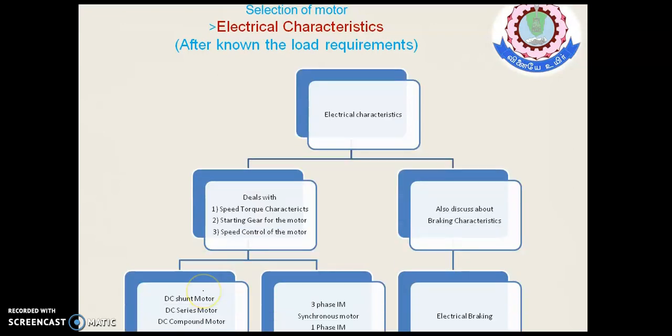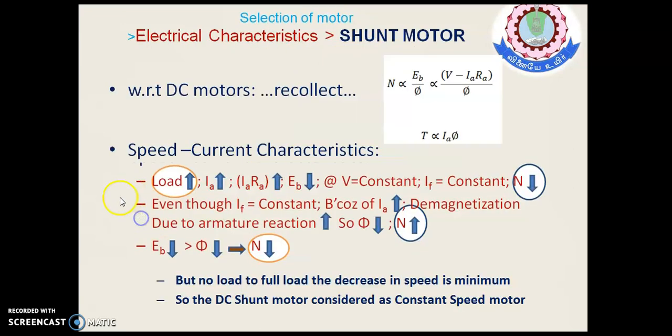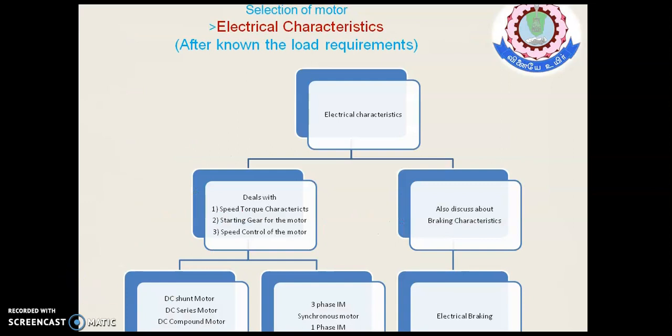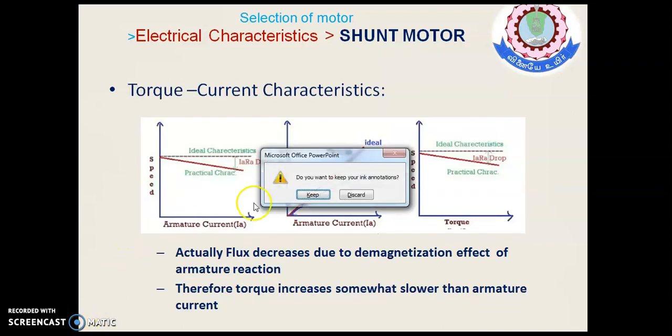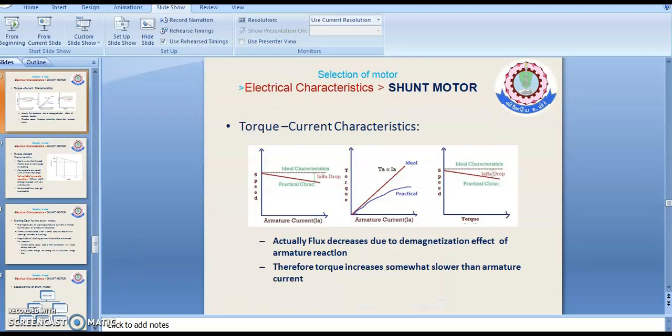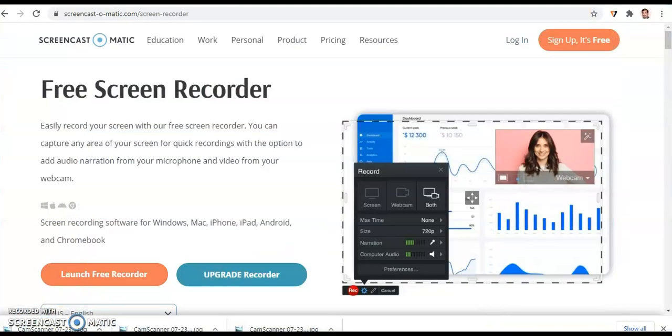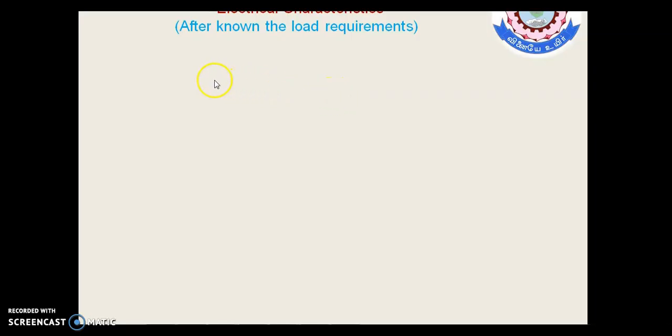The next thing is electrical characteristics of the motors. Now in the selection of the motor, next is electrical characteristics of the motors.